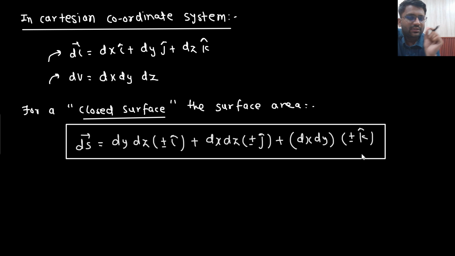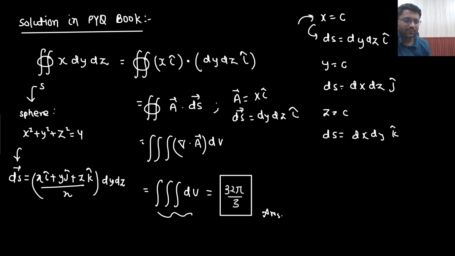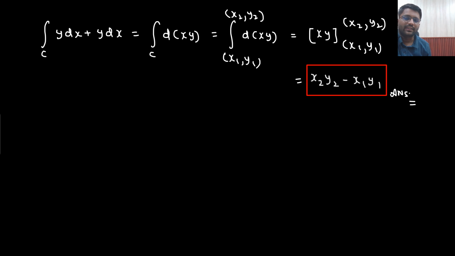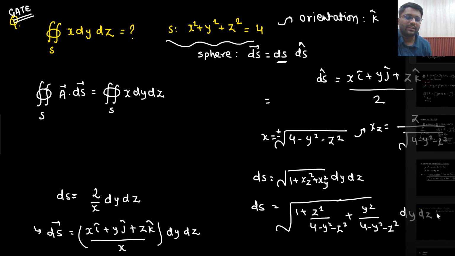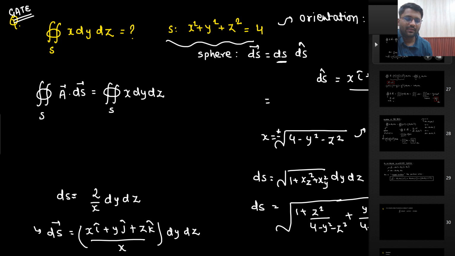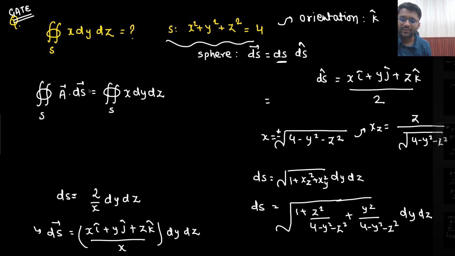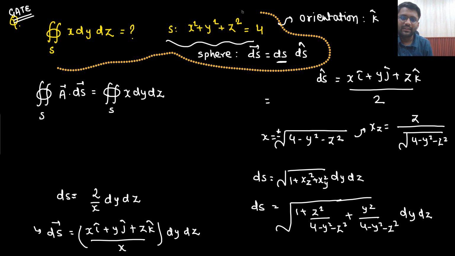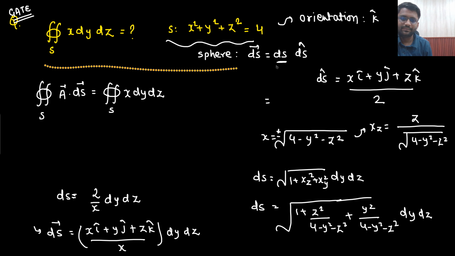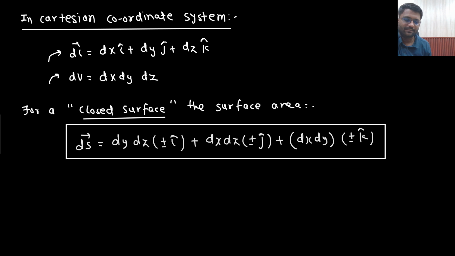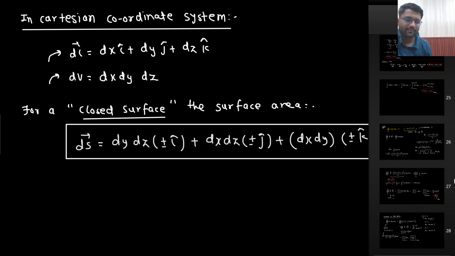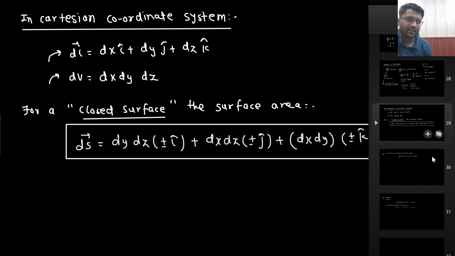So for a closed surface, the surface area can be written in this way. So when I see this particular question in the examination hall, what will I see? Sir, it is a closed surface. I will copy this particular question and see it in the examination hall. So how will I solve it there?